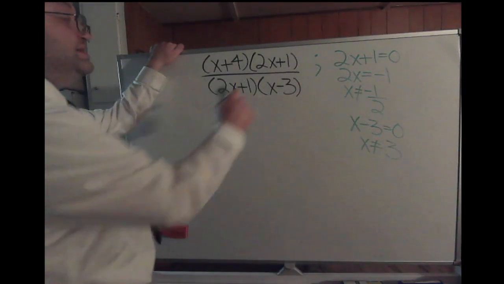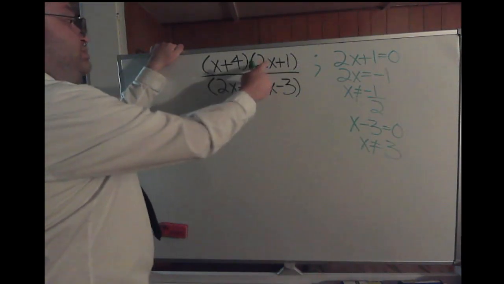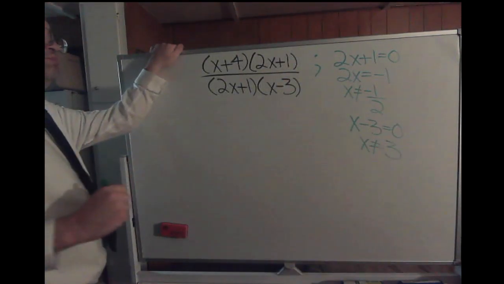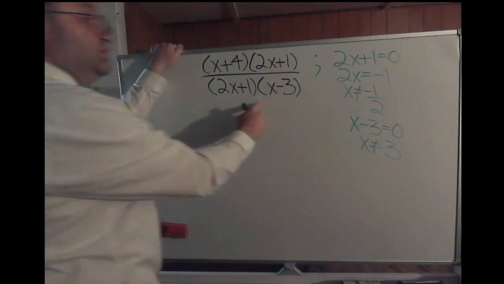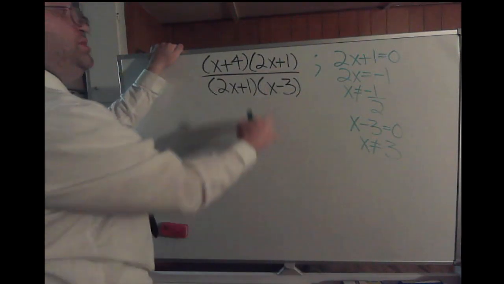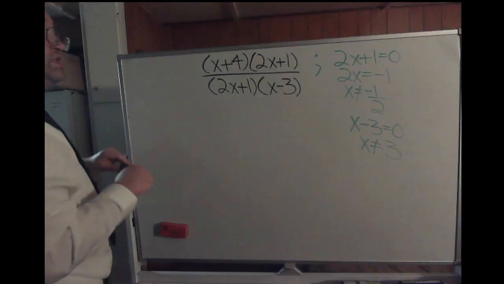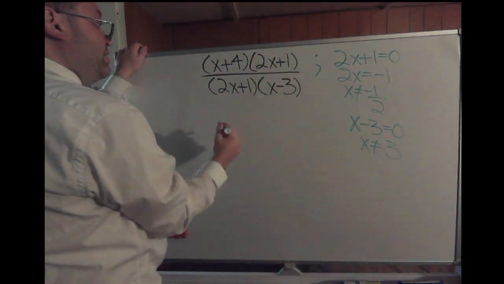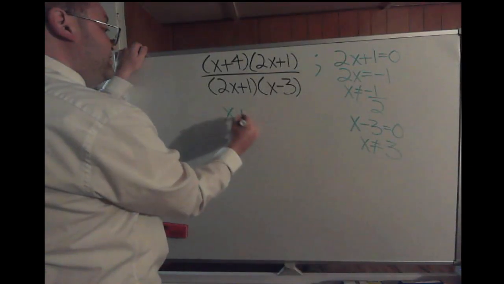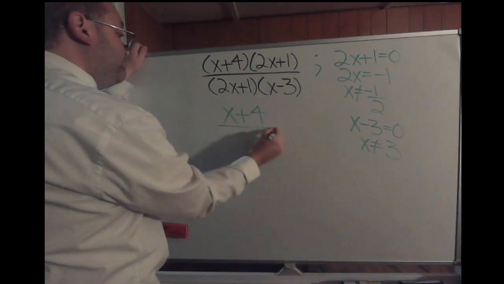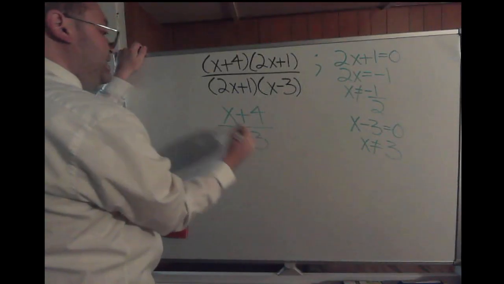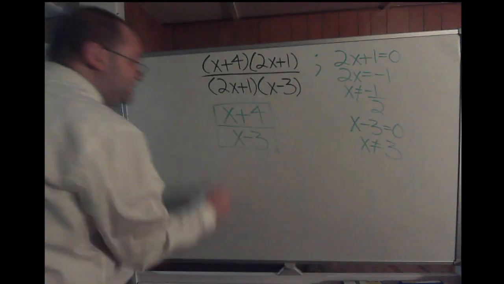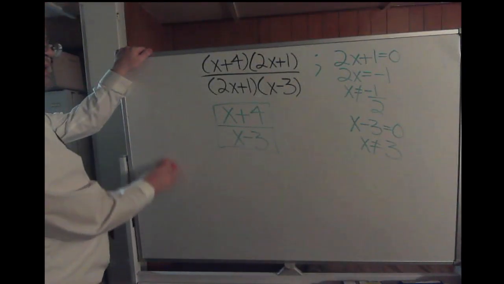Even though it's plain to see we can factor out a common 2x plus 1 between the numerator and denominator, you still have to go by the restrictions of the original expression, not the factored out expression. You have to go by the restrictions of the original expression. So if we factor out the common 2x plus 1 between the numerator and denominator, you're simply left with x plus 4 all over x minus 3. And that would be your answer for when you simplify this. You would get x plus 4 all over x minus 3.